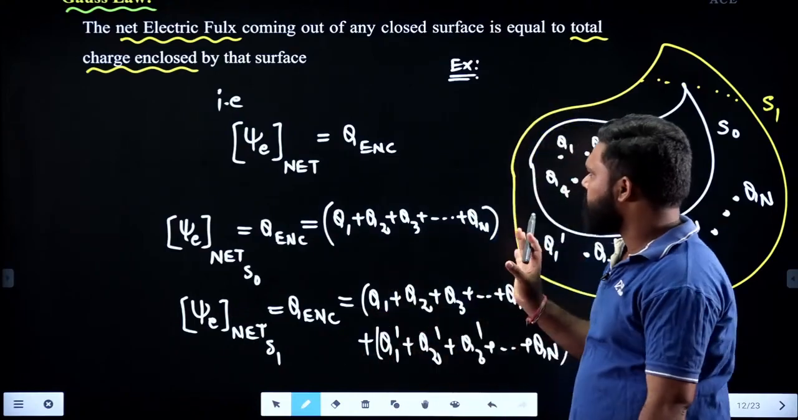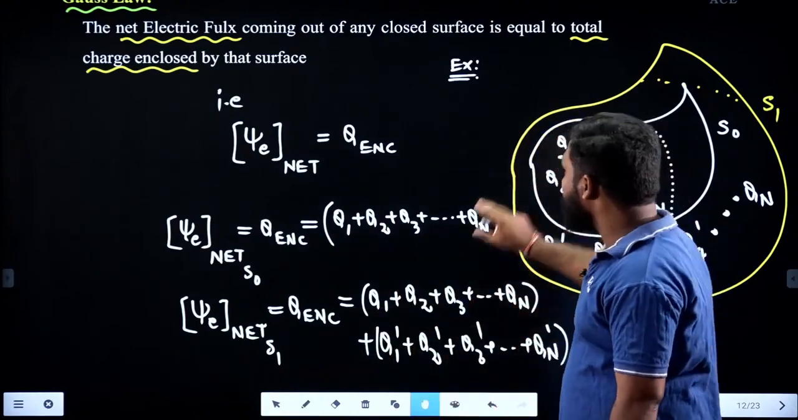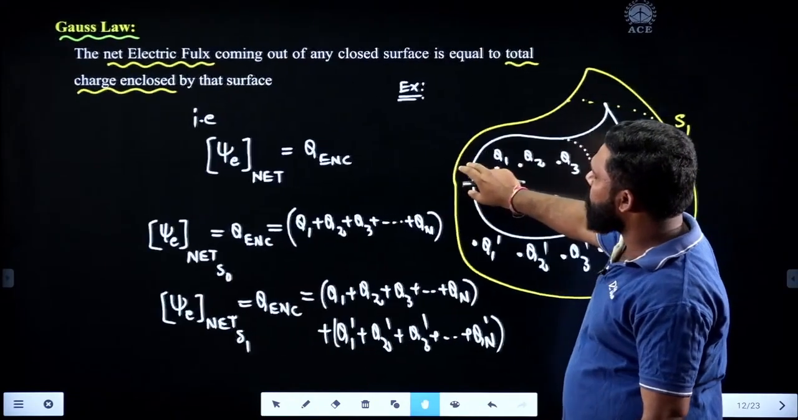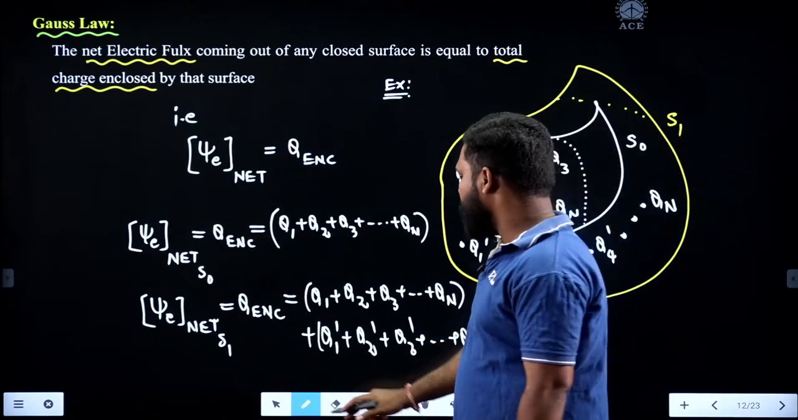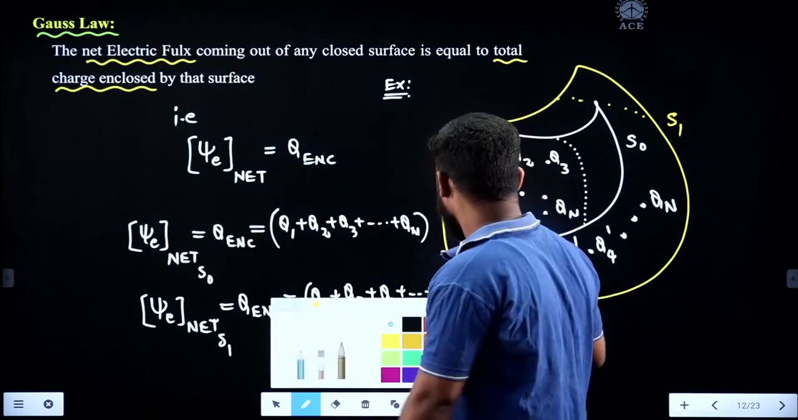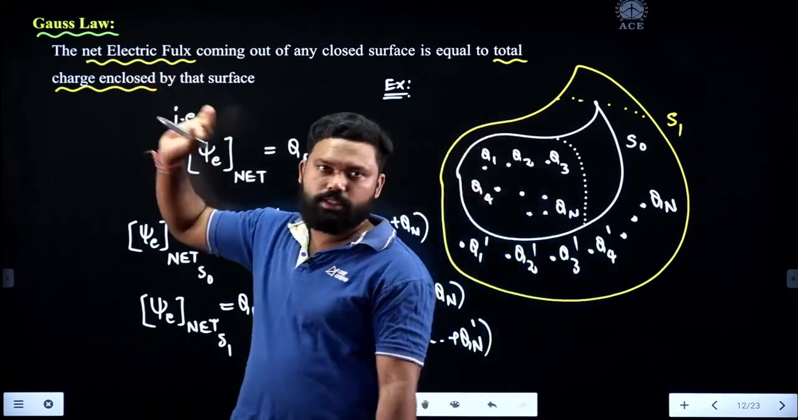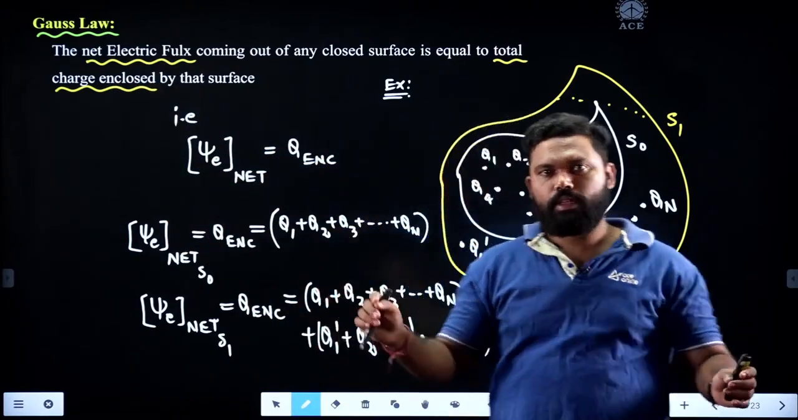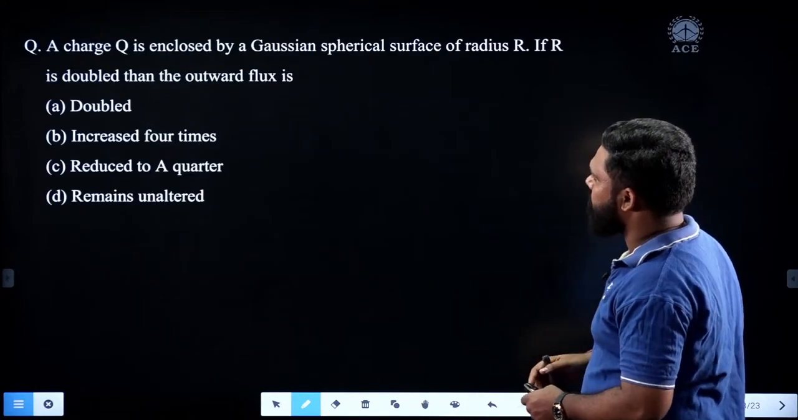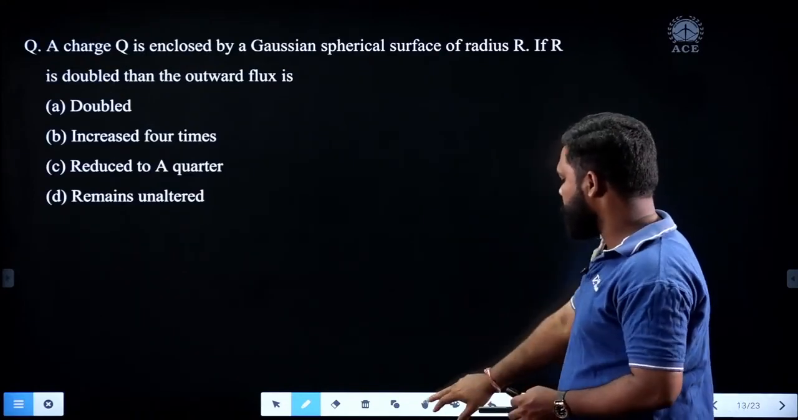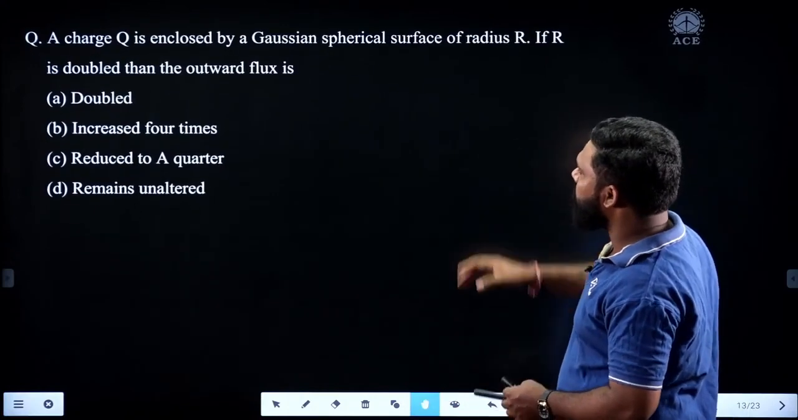Clear? Simple thing. What is the Gauss law? I will reiterate again. Just only one point needs to be remembered. What is it? Net electric flux. I have underlined that point there. Net electric flux is equal to charge enclosed. Thus, clear? Let us take some questions here to appreciate this concept. Here is a question. Now look at this one and try to answer this.